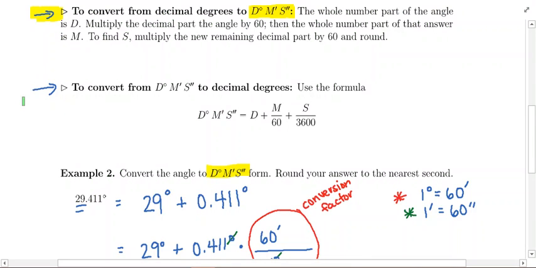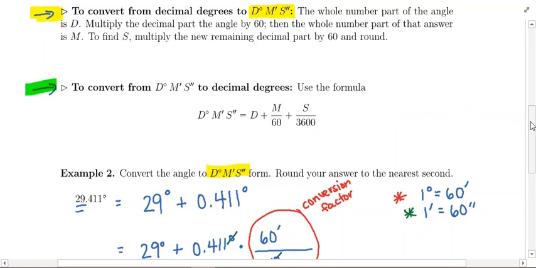I'll highlight that with a green arrow. It tells you how to convert from degrees, minutes, and seconds to the decimal degrees. You're going to use the formula below. So you're going to take the number of degrees and then you're going to add the number of minutes divided by 60, and then you're going to add the number of seconds divided by 3600.